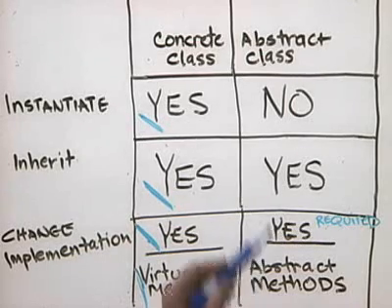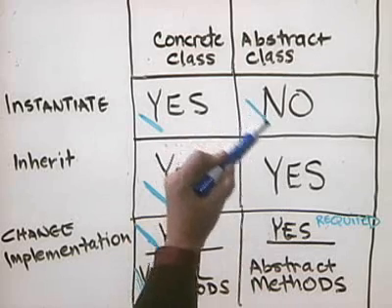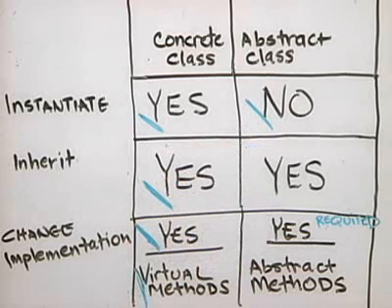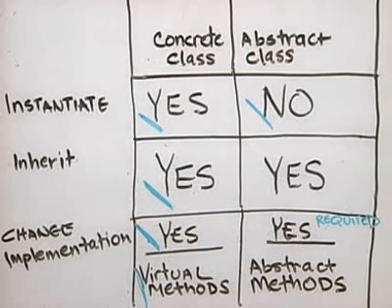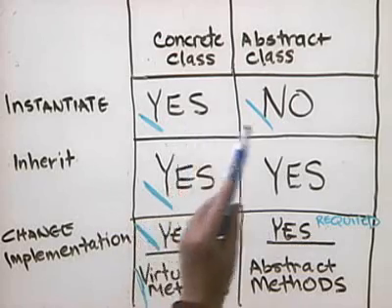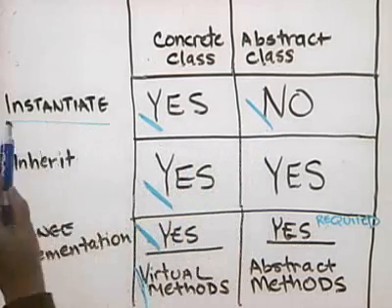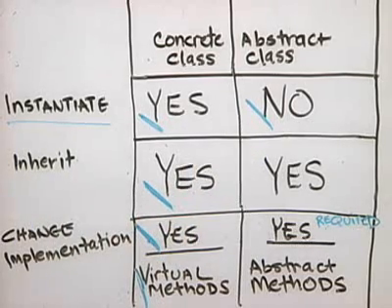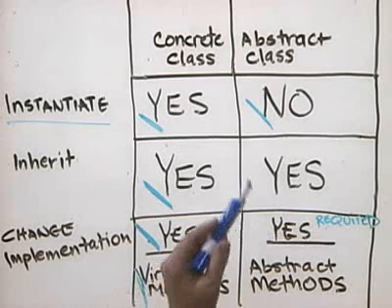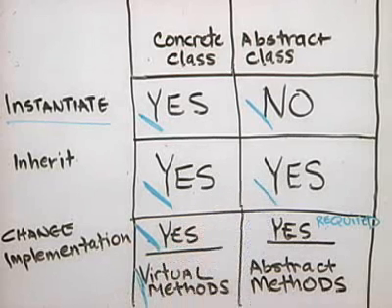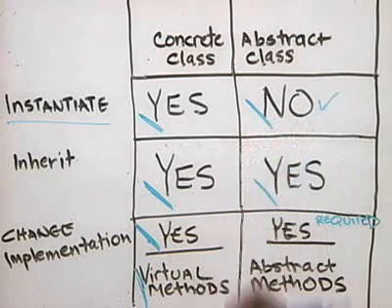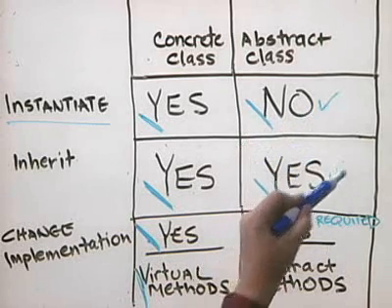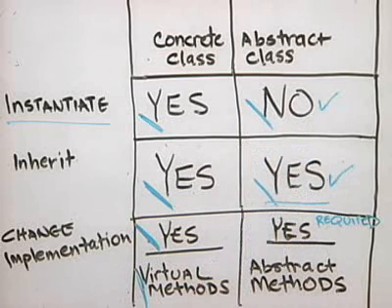An abstract class can't be instantiated. That's because it's not complete. It's not finished. The implementation, or all of it, is not there. So the big difference between a concrete class and an abstract class is the ability or inability to instantiate, or create an object from it. Of course, you can inherit an abstract class. That's the whole idea of the abstract class. If it's not instantiatable, it definitely has to be inherited, and it is.